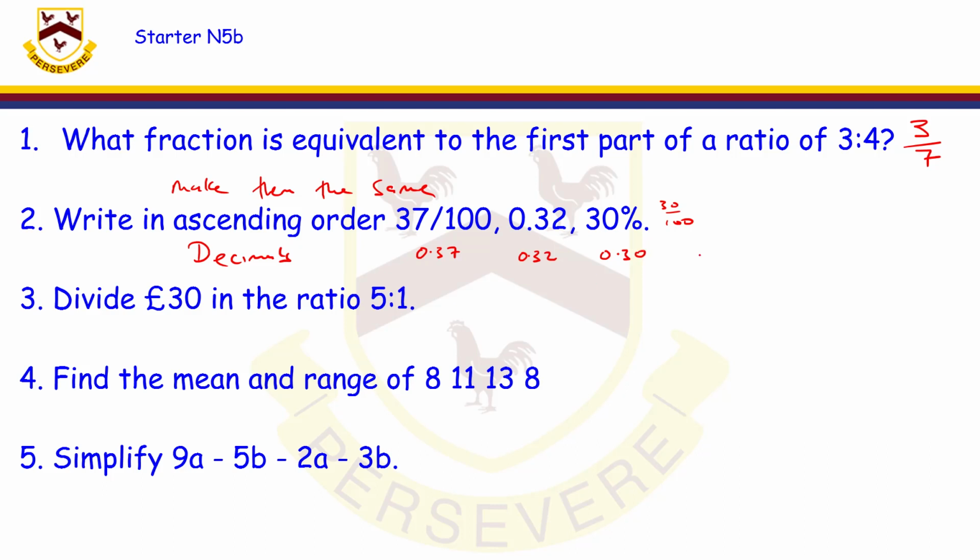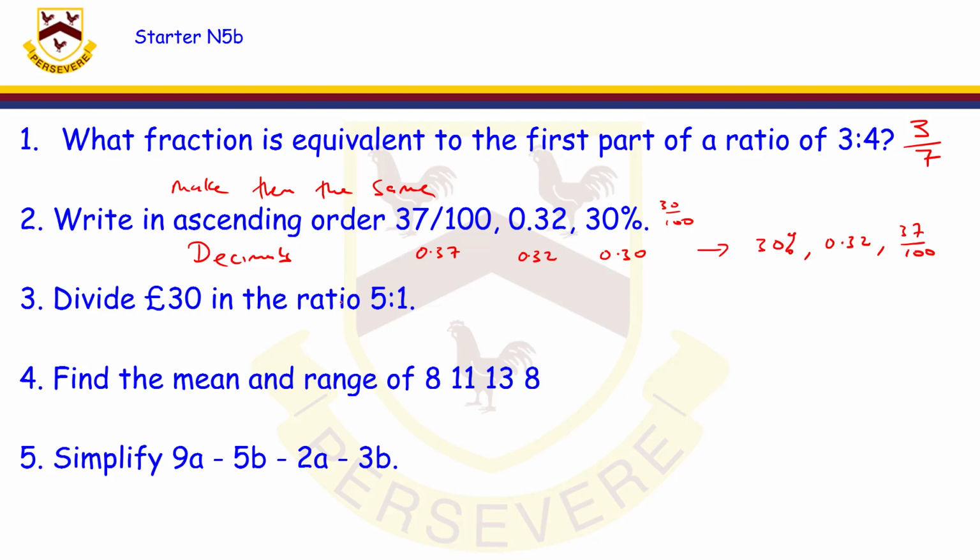Okay, so smallest is going to be 30%. Next smallest is going to be 0.32, and the largest 37 out of 100. I prefer to write our fractions like that, not with a slash.